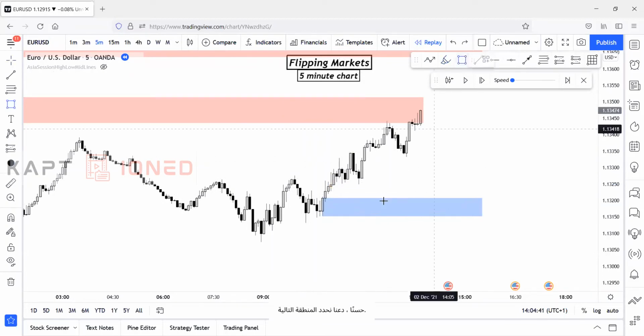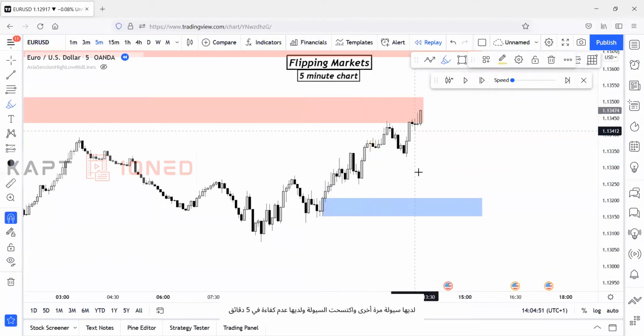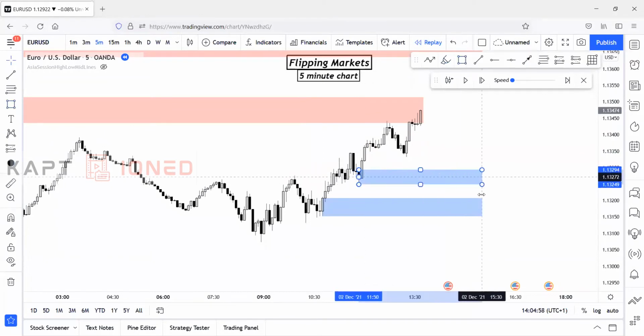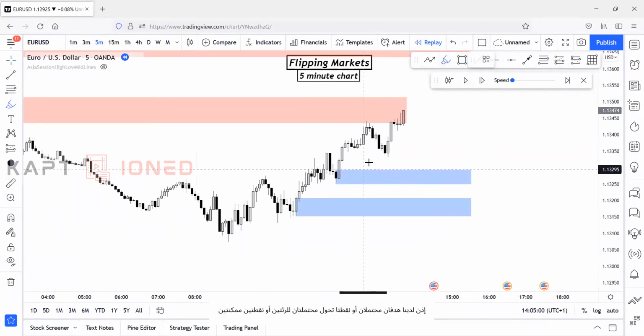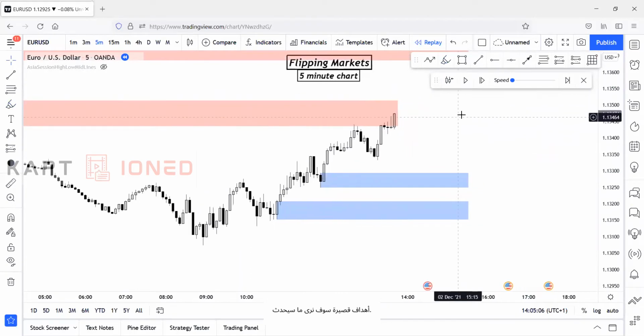Okay, let's mark out the next zone. As you can see, the next zone will be this one because it broke structure again to the upside. It has liquidity again, and it swept liquidity and has inefficiency on the 5-minute also. So this will be our next zone. So we have two possible targets or two possible turning points for longs, or two possible targets for shorts. We'll see what will happen.